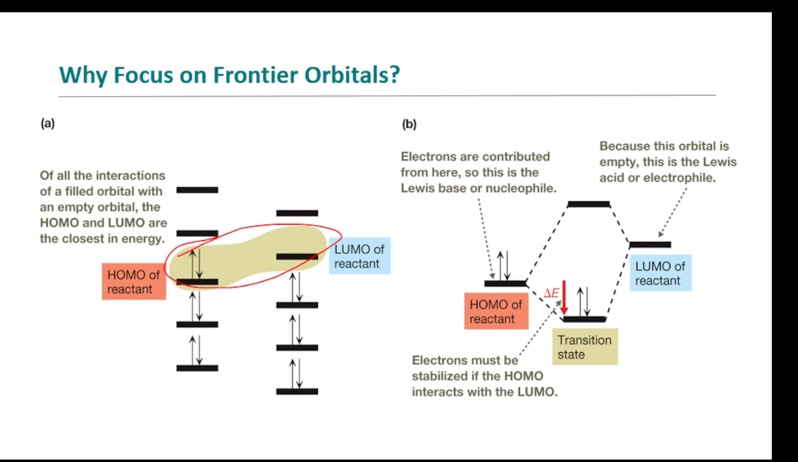Now, notice that if we try to match up a HOMO with a HOMO, what would happen? What is a HOMO again? Highest occupied molecular orbital, right? So if we try to match up two full HOMOs, do we have anywhere to put those electrons? No, we don't have anywhere to put them, right? And so you can't match up two HOMOs, can you? Because you have nowhere to put the electrons.